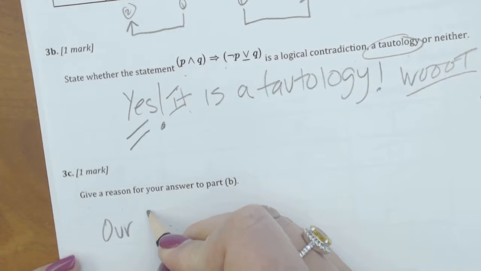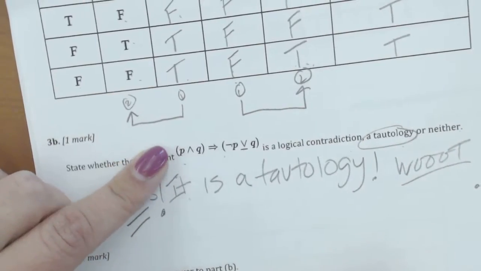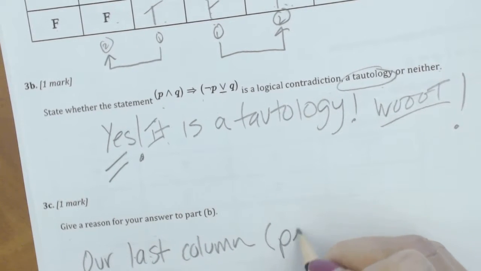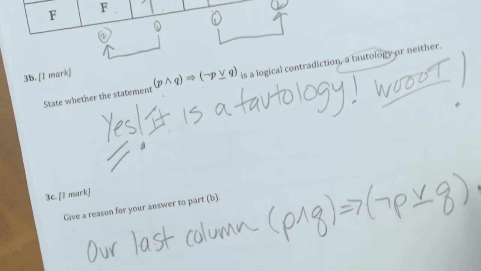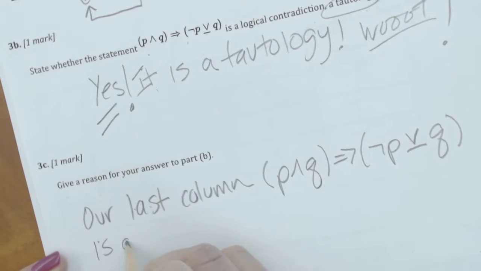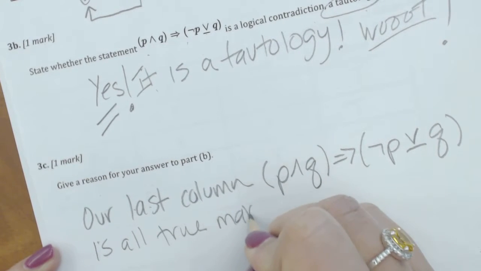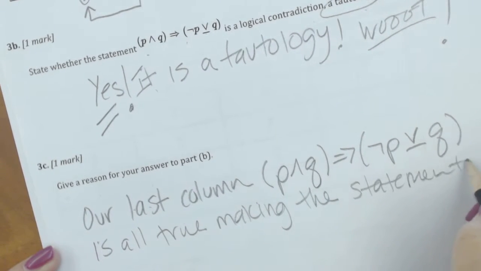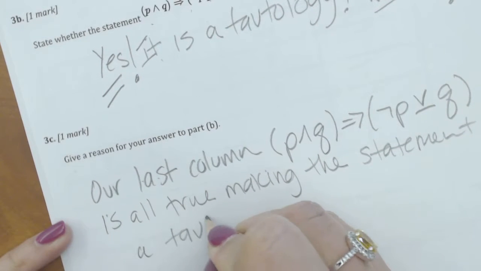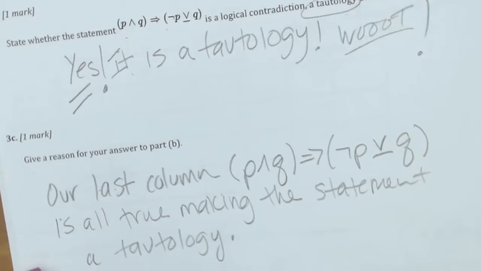Our last column, and writing our last column, which was this guy, this right here. So I like to label that. Is all true. Making the statement a tautology. Yay! There you go. Okay.